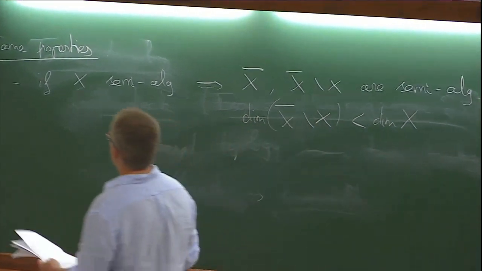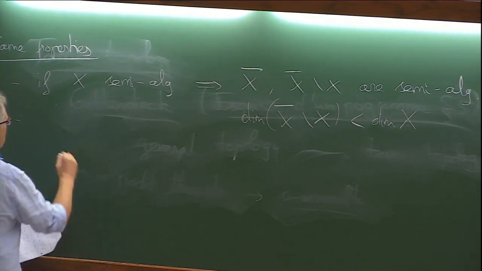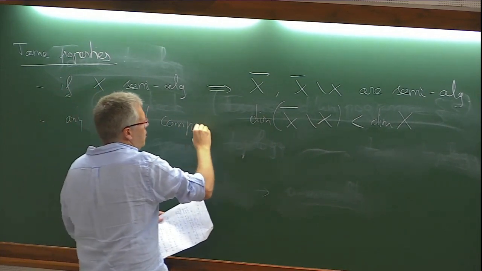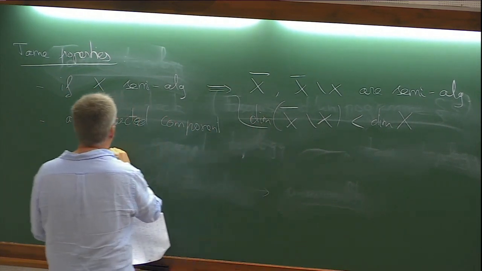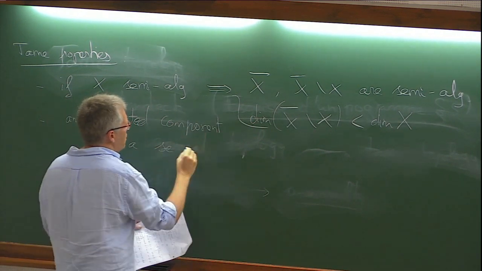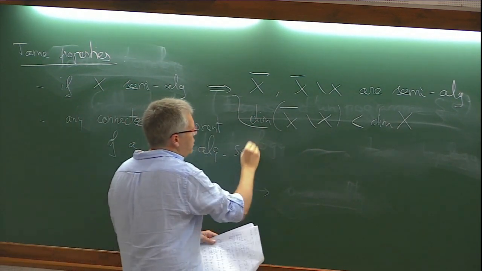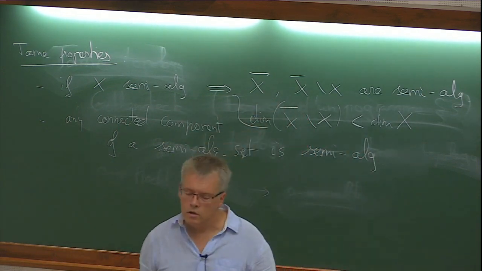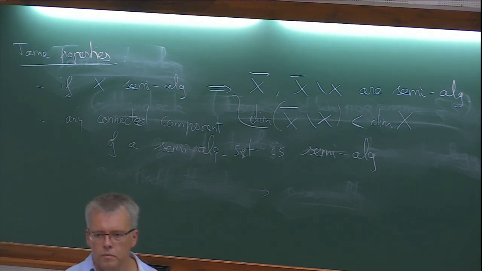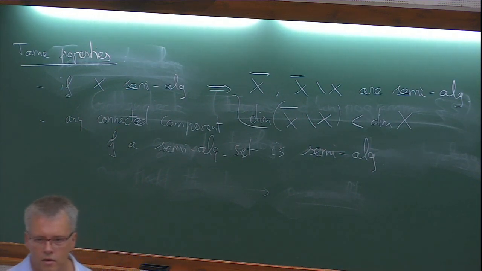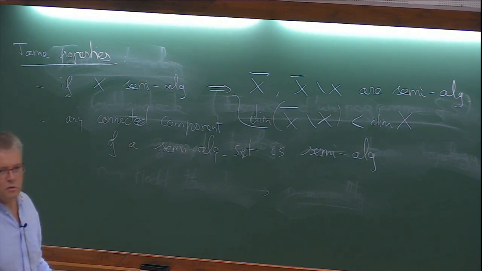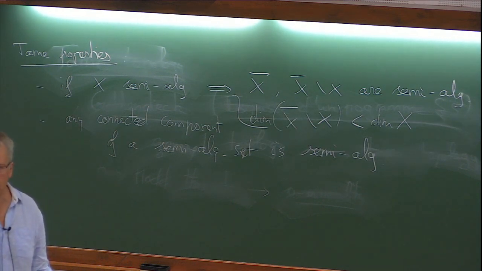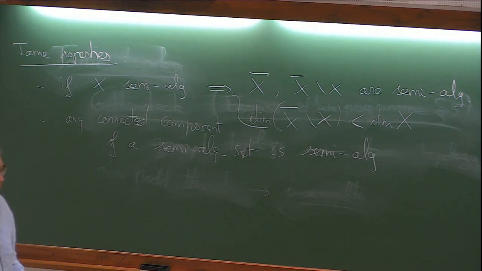Then a second thing is that any connected component of a semi-algebraic set is semi-algebraic. Yeah, so I'm very vague about the dimension. I will give a more precise definition in the axiomatic setting later. The intuitive notion of dimension, if you want, also works.